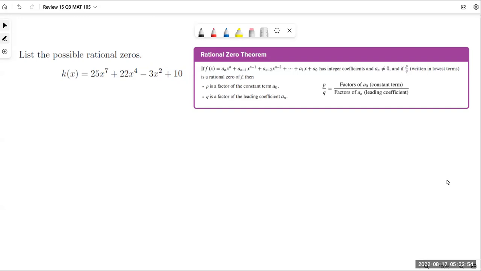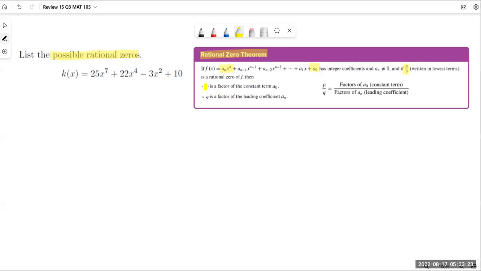In this question, we want to figure out what are the possible rational zeros of the following polynomial. I brought here the formula for the possible rational zeros. So what it's saying is, if I have any polynomial in this format, this is the leading term, a_n x^n, and this is a_0, which is the constant. So the possible rational zeros are going to be of the form p over q.